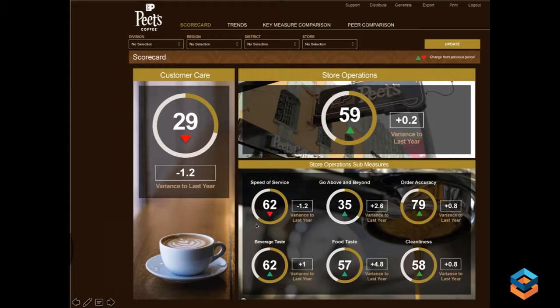What I love about this is if you're working at Pete's, it's intuitive, it's engaging, it's putting the data into context, and it's actionable. The next time I'm in a store, I can say, hey, we seem to be having a problem with speed of service. You even have the obvious functionality of the filters, so I could actually drill down to the individual store level to see what's going on.